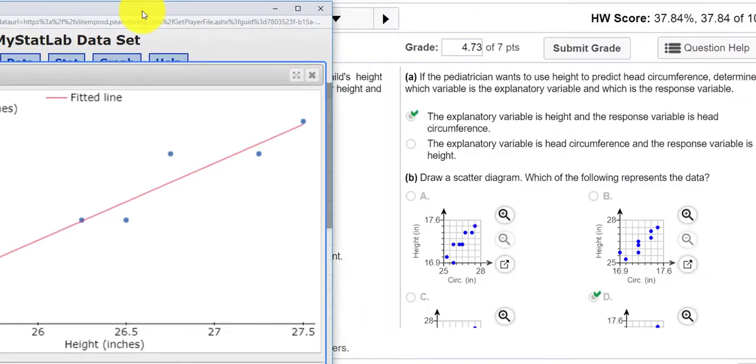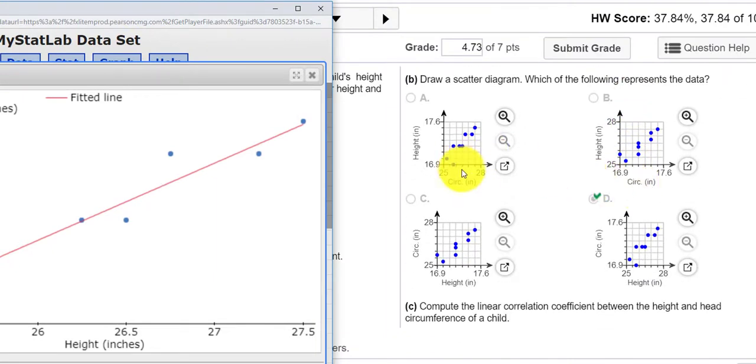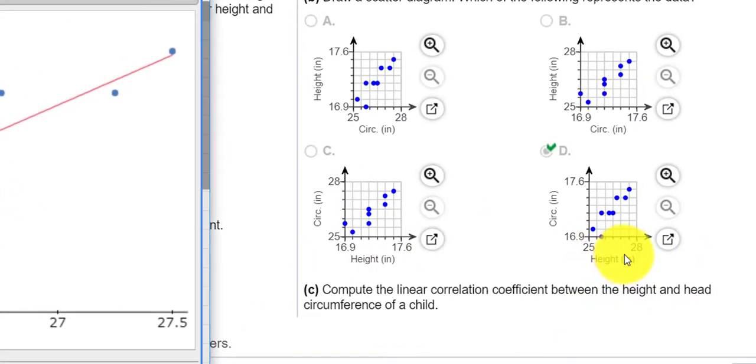So when I look at my charts, my options, I can immediately eliminate choice A and B because I have height for my vertical axis, and height should actually be my horizontal axis. So A and B are out because height is on the wrong spot, right? We need height down here, right? Your explanatory variable always goes on the horizontal axis. And then the vertical axis was my head circumference. So again, A and B are incorrect.